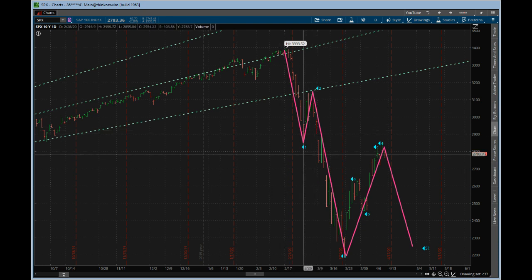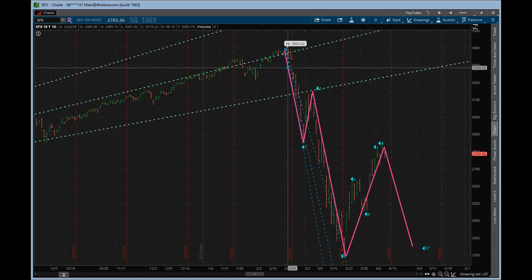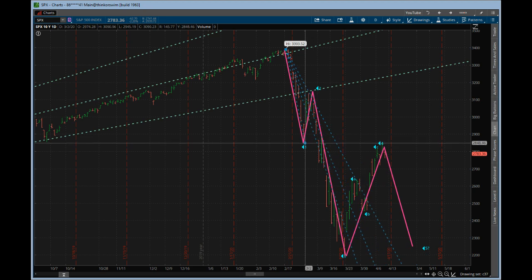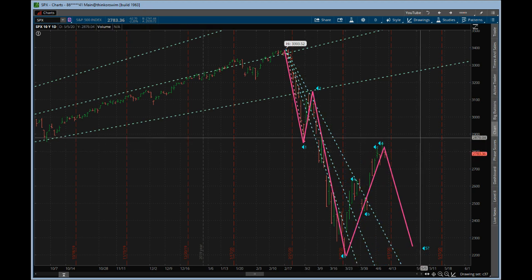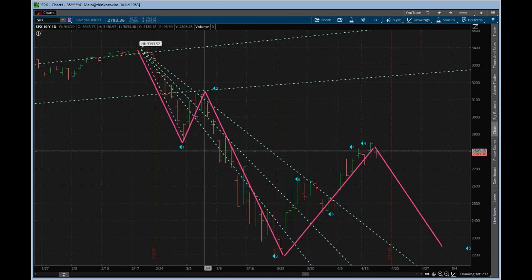Okay, and then this is really cool. You go to the high right here, and you go to this one. I found this one to be really neat. And you go to this level right here. Look at this. So on the way down, pretty cool stuff.